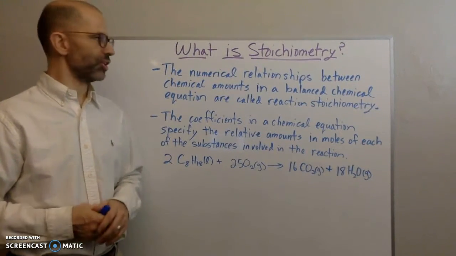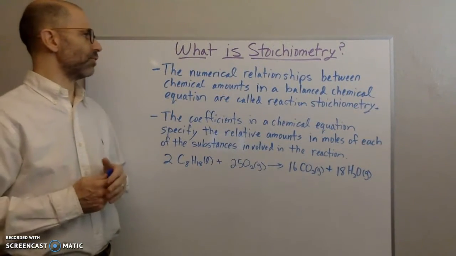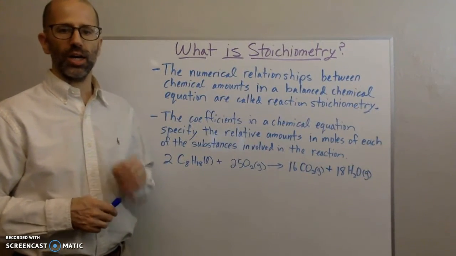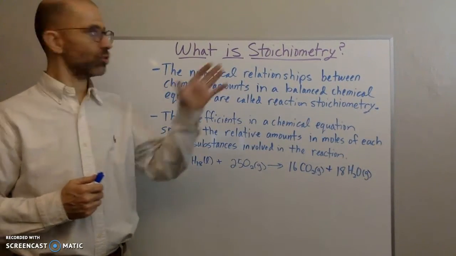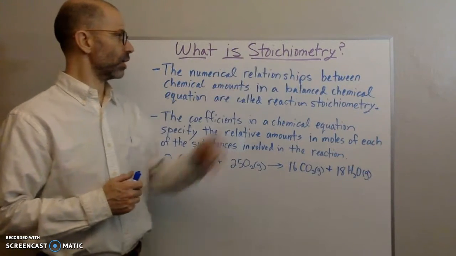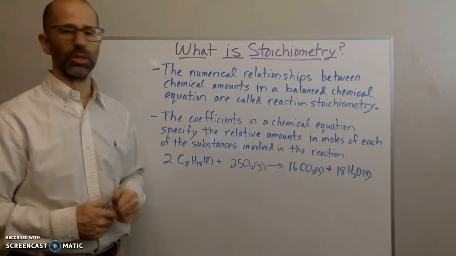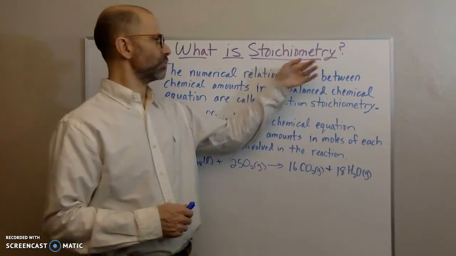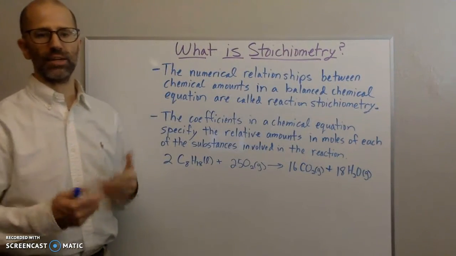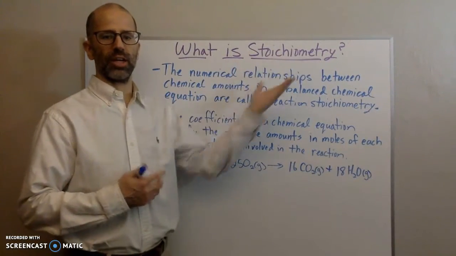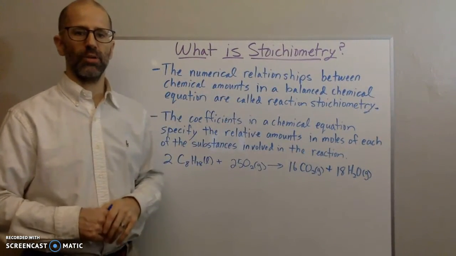So what is stoichiometry? If we break the word down, stoichiometry comes from the Greek. The stoichio part comes from stoichion, which means element. That's the Greek word for element. And metry comes from the Greek for the ending for measurer. So this has to do with measuring elements, right?